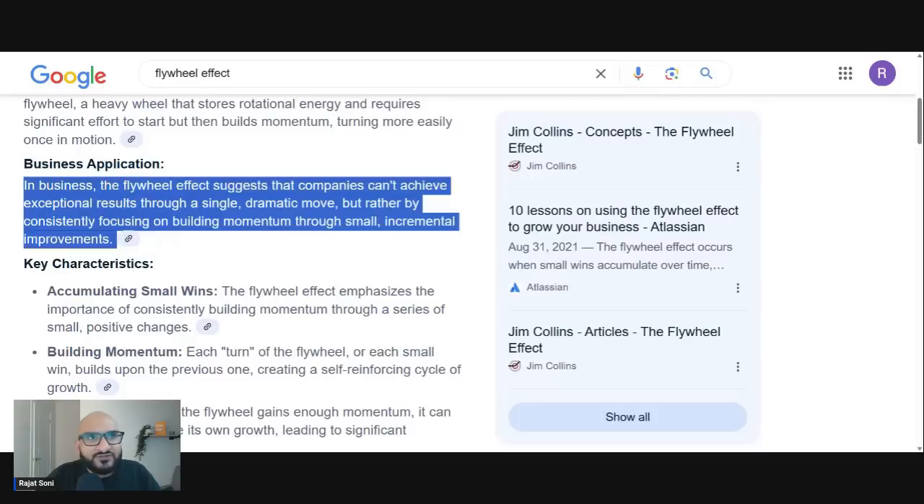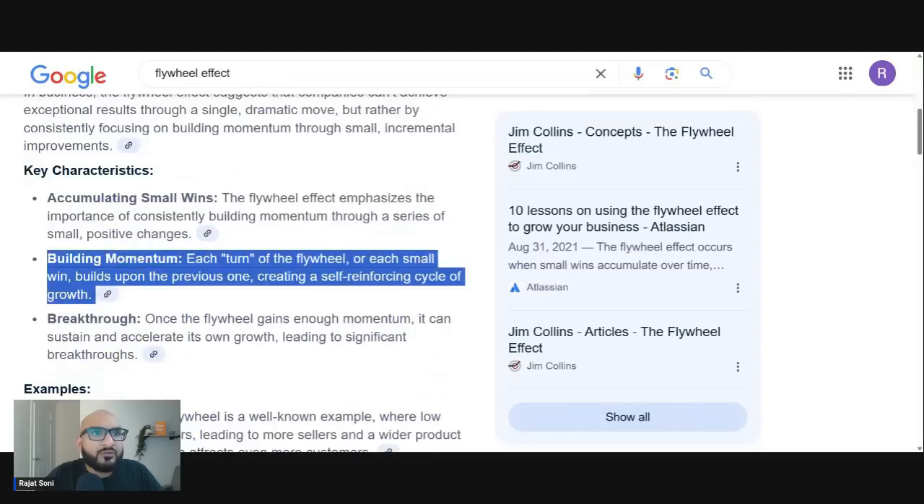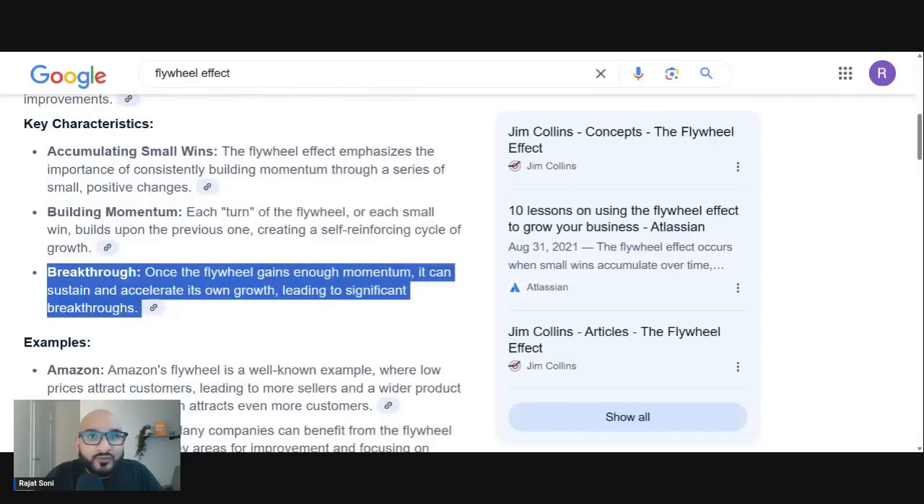And in an application of this in business, the flywheel effect suggests that companies can't achieve exceptional results through a single dramatic move, but rather by consistently focusing on building momentum through small incremental improvements. Key characteristics: accumulating small wins, building momentum, and breaking through.